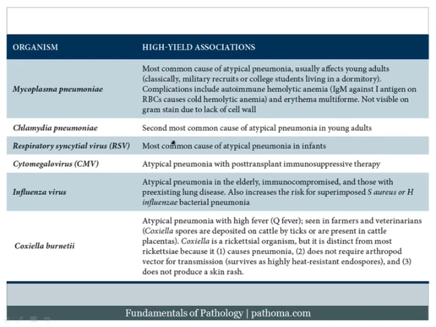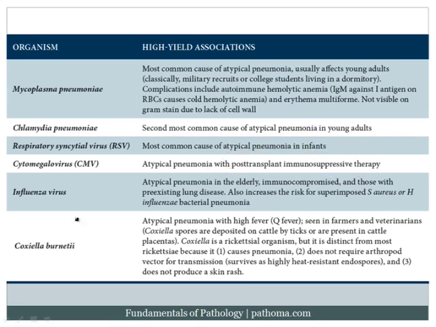Chlamydia pneumoniae is the second most common cause of atypical pneumonia in young adults. So if you have a young adult with the signs and symptoms of an atypical pneumonia and it's not mycoplasma, you want to think about chlamydia pneumoniae. RSV is the most common cause of atypical pneumonia in infants. CMV is the classic cause of atypical pneumonia in patients who are on post-transplant immunosuppressive therapy.